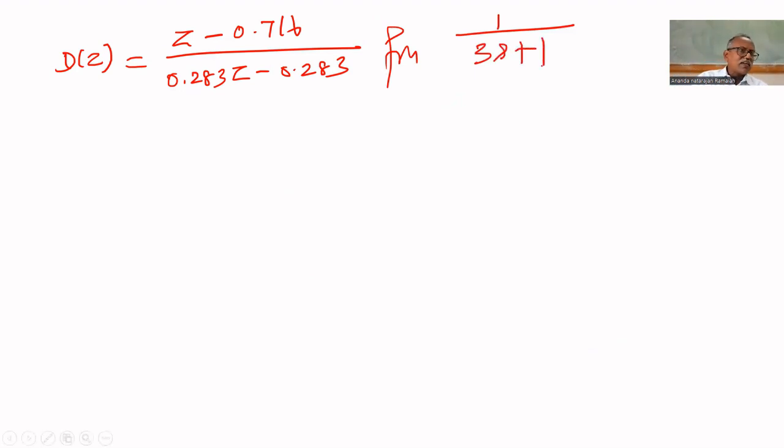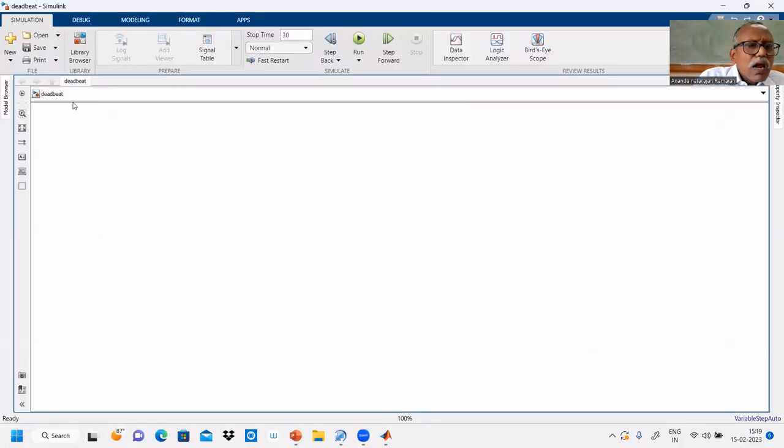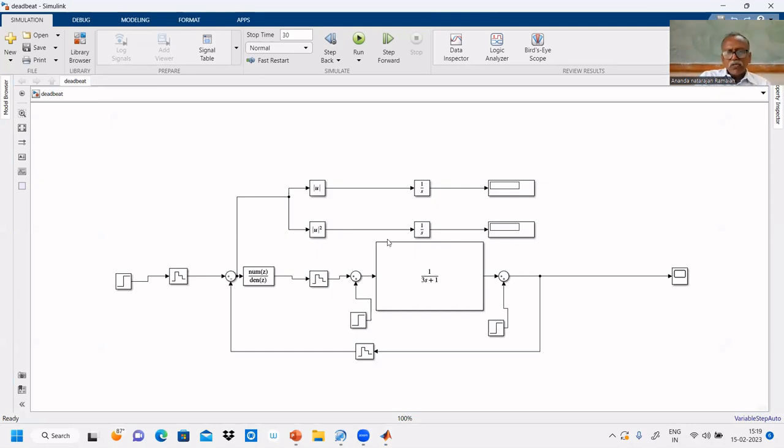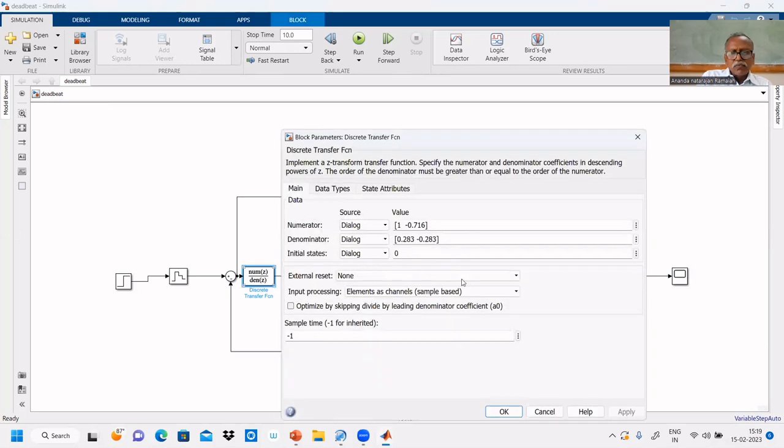Let us simulate and check whether it is working or not. The transfer function is 1 upon 3s plus 1. The digital controller we found is 1 minus 0.716. Coefficient of numerator is entered. We have to select a discrete transfer function. In that, you have to enter the denominator 0.283 minus 0.283. Coefficients we entered. So that's all about the digital controller.